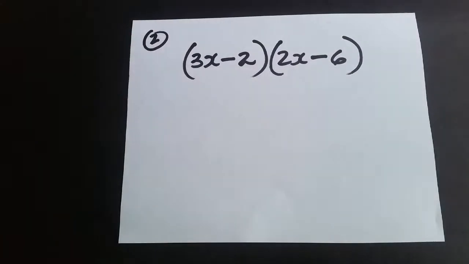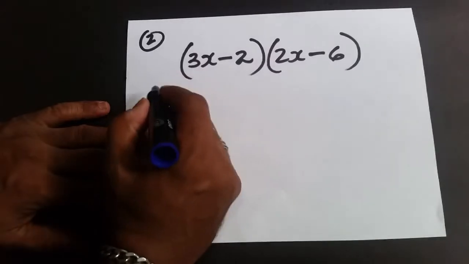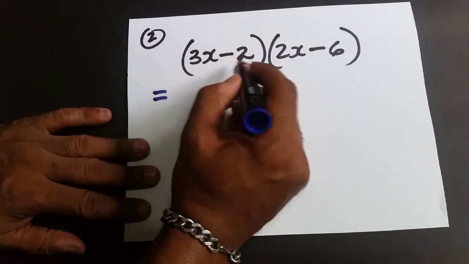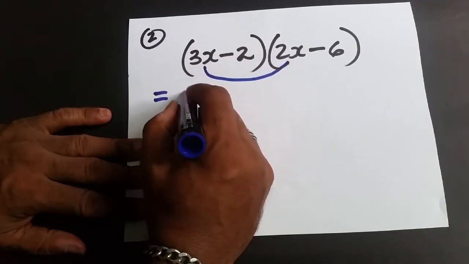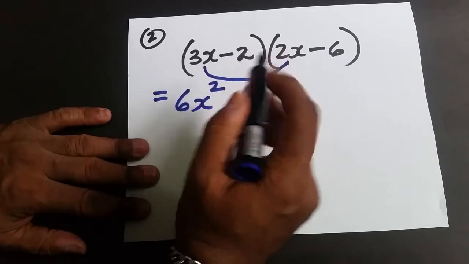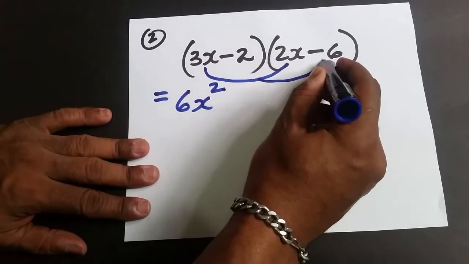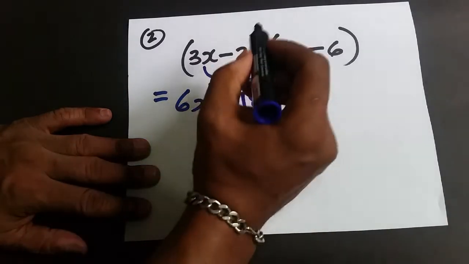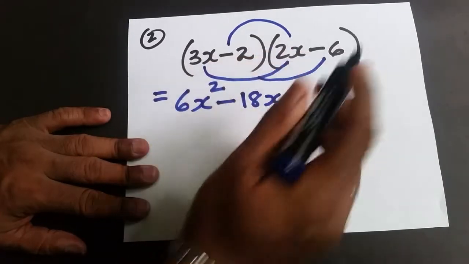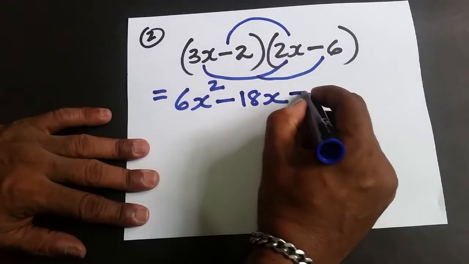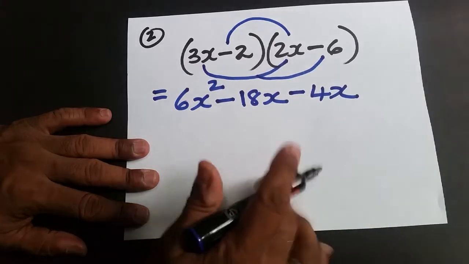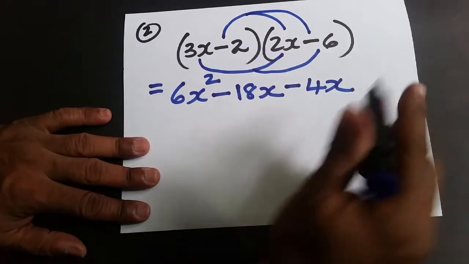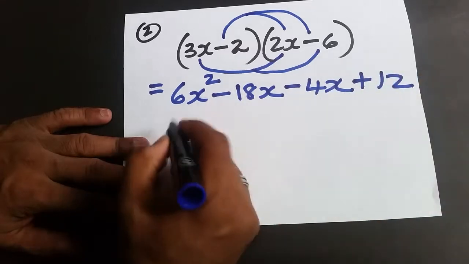Let's take a look at question 2 here, product of two brackets. So, take your time. Positive 3x times positive 2x is positive 6x squared. Positive 3x times negative 6 is negative 18x. Negative 2 times positive 2x is negative 4x. Negative 2 times negative 6 is positive 12.